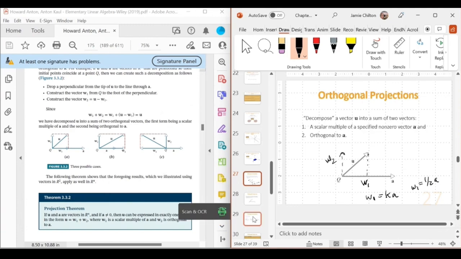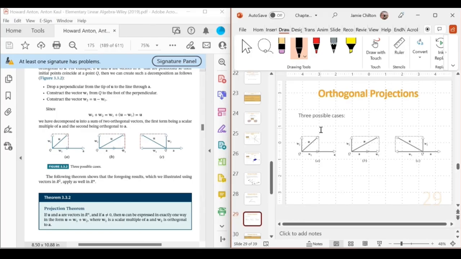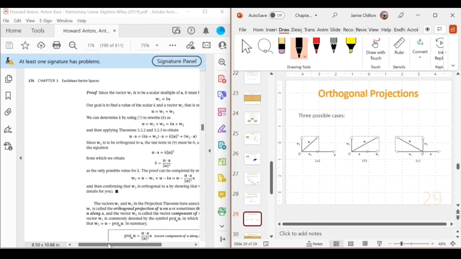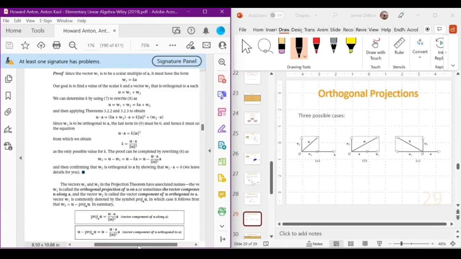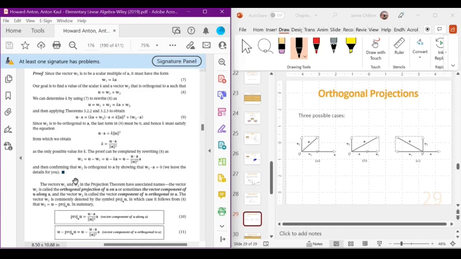All right, let's go to the next one. We looked at these three different cases, so definitely check out this diagram and visualize for yourself that W1 is going to be a scalar multiple of A. Now that we've decomposed u into those two vectors, W1 and W2, this W2 is going to be orthogonal to A. So if you see these pictures?